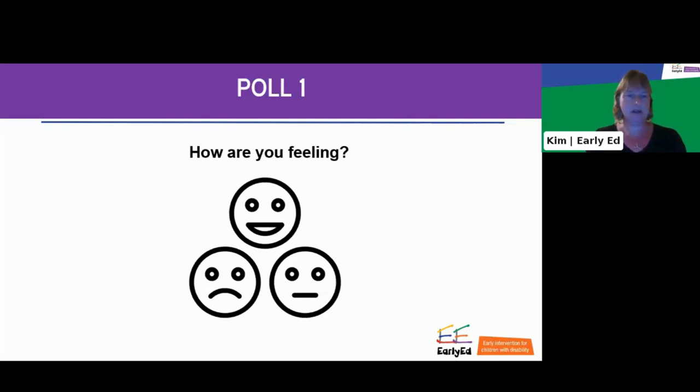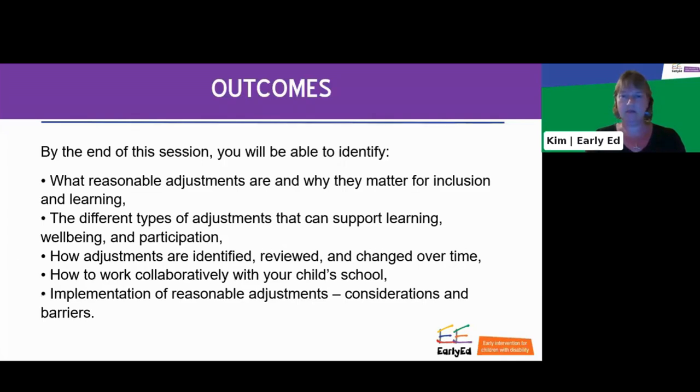So I'm just getting the hang of clicking on the different buttons here. Outcomes. By the end of this session, you will be able to identify what reasonable adjustments are and why they matter for inclusion and learning, the different types of adjustments that can support learning, wellbeing and participation, how adjustments are identified, reviewed and changed over time, how to work collaboratively with your child's school, and implementation of reasonable adjustments, considerations and possible barriers.